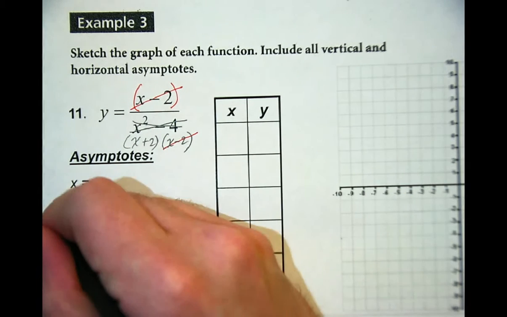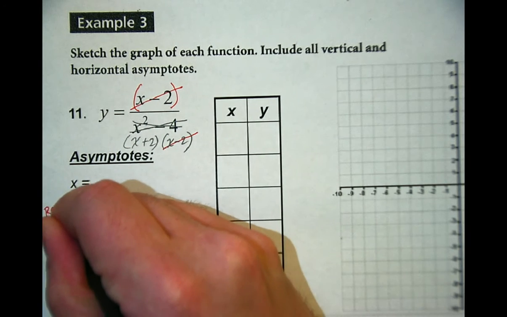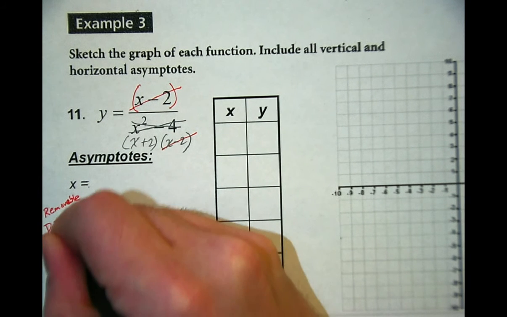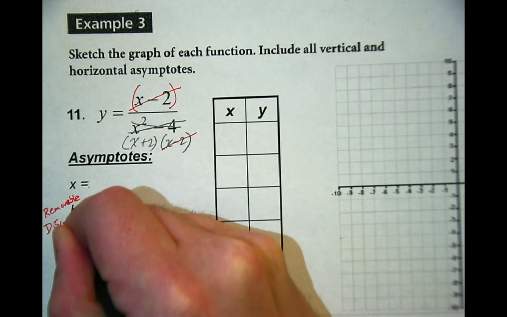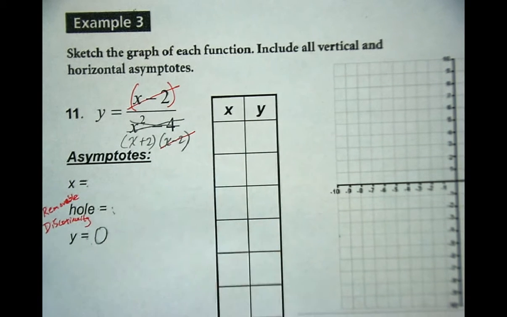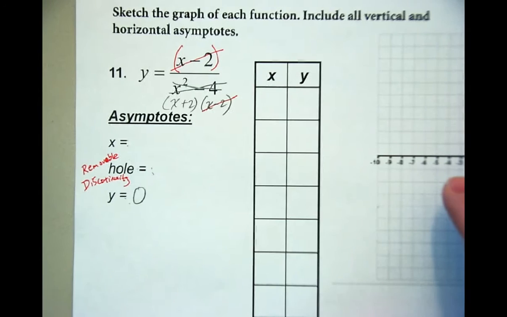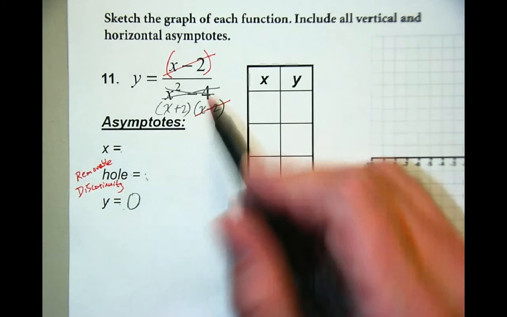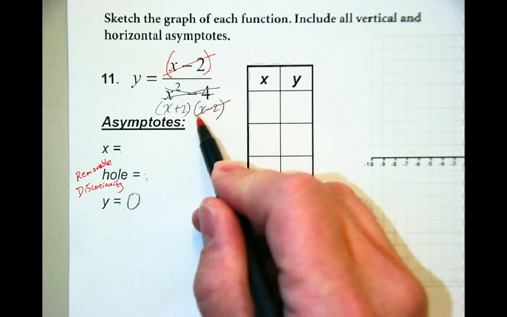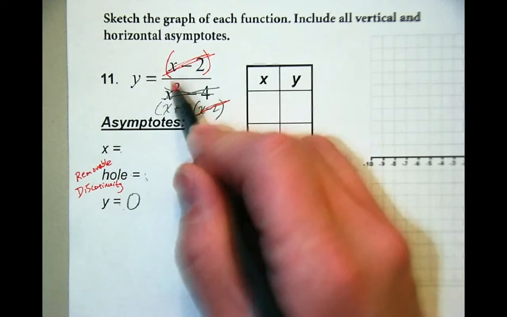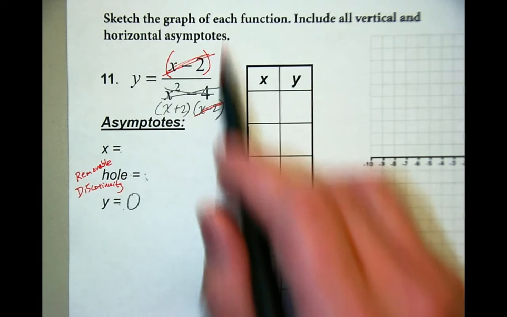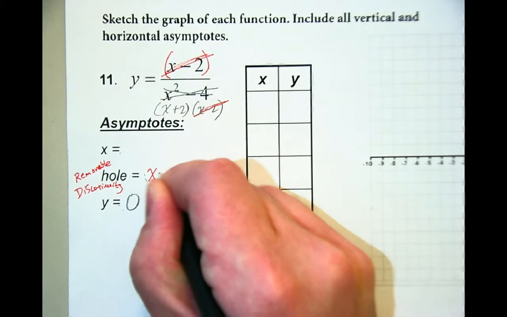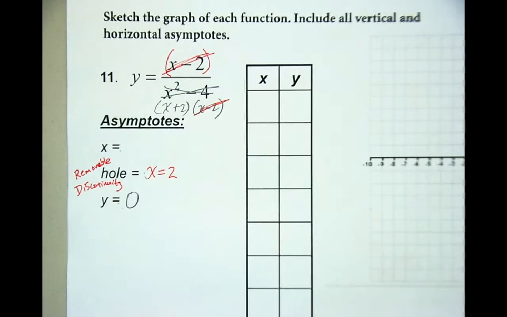A hole is called a removable discontinuity. Yeah, we call it a hole. It's a removable discontinuity. The only reason I use that term is because you'll see it in a book, but you also see that you remove something here. Which 0 did I remove? I removed 2. So my hole's at x equals 2. That's what I removed.